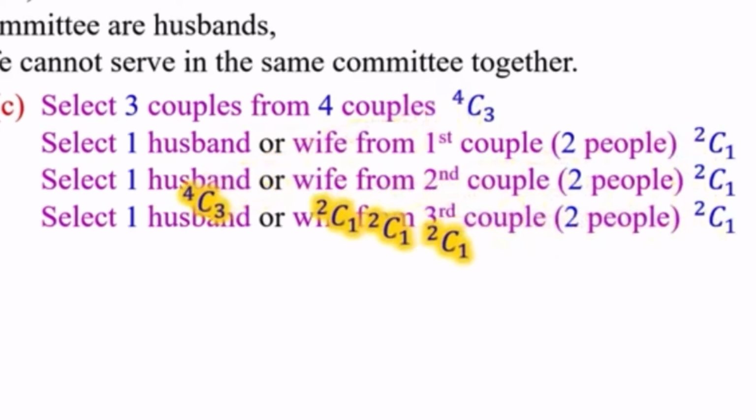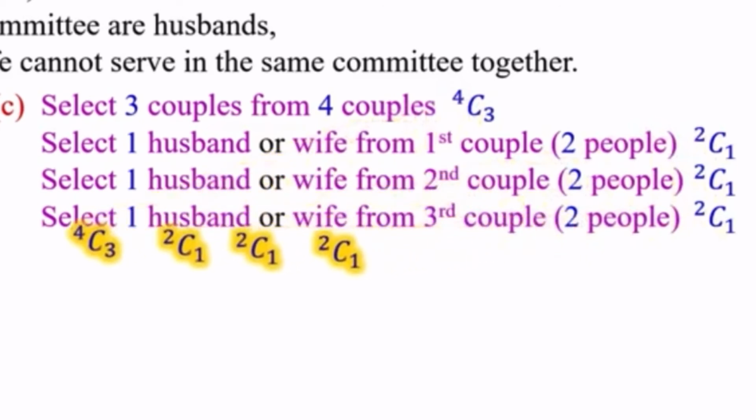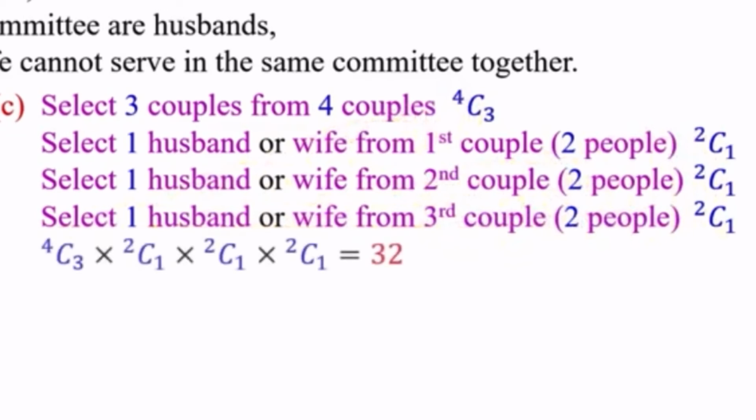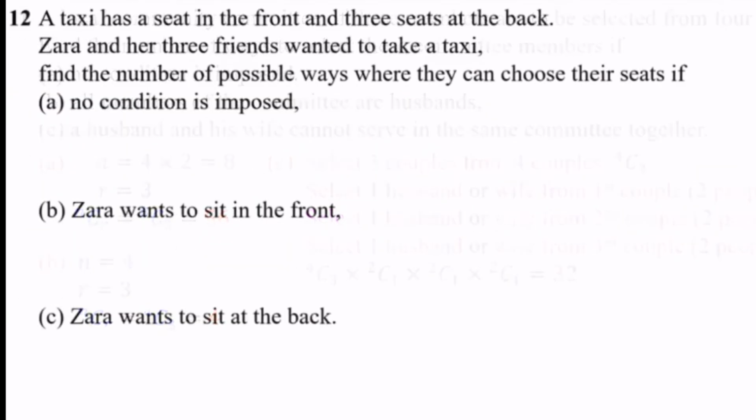So in this case, we are going to multiply 4C3 and then we times a 2C1 from couple 1 and a 2C1 from couple 2 and a 2C1 from couple 3. So we have total number of ways which is 32. So they cannot serve the same committee together, right? So that is how we answer this question. So let's proceed to the next question.